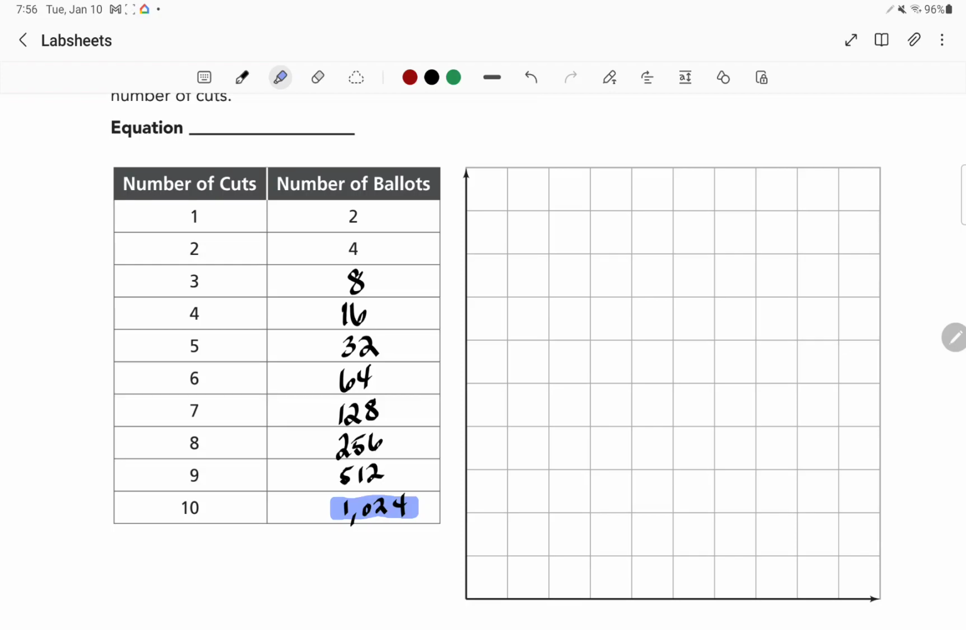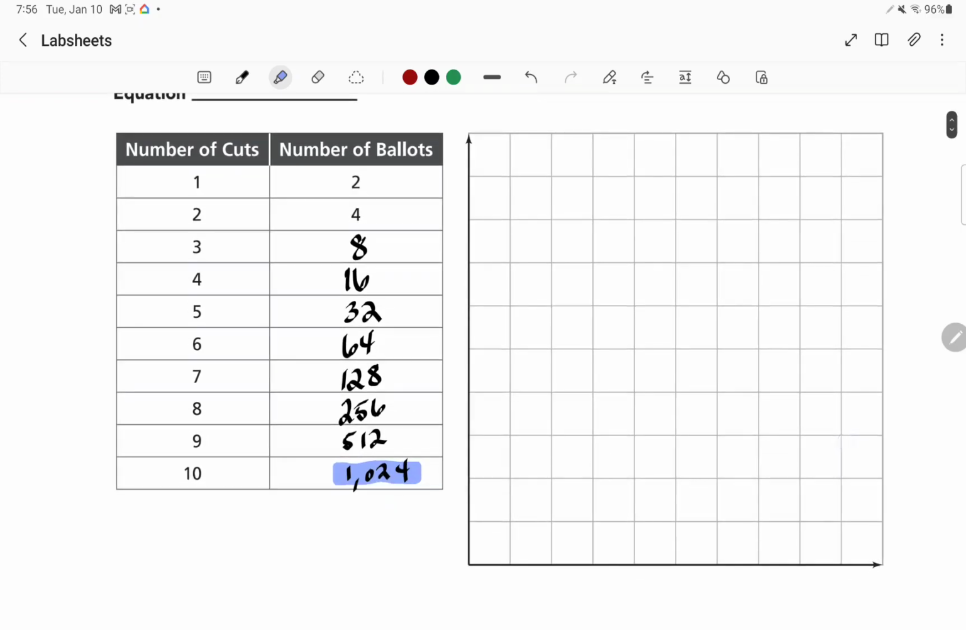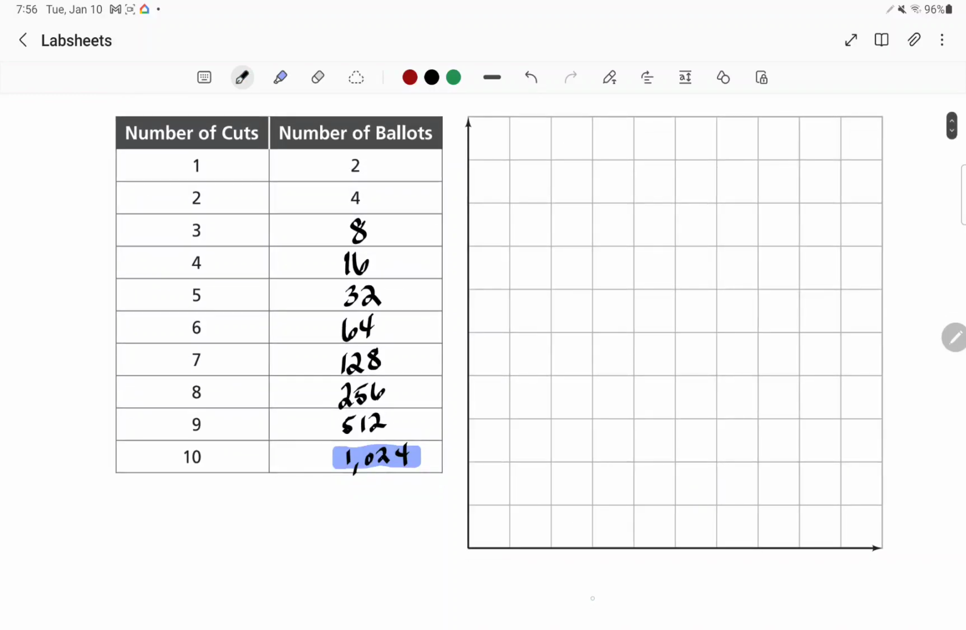Now part B says graph the data and write an equation that represents the relationship between the number of ballots. So graphing this data, if we look here, we're going to use this graph down here. This is going to be represented by the number of cuts.